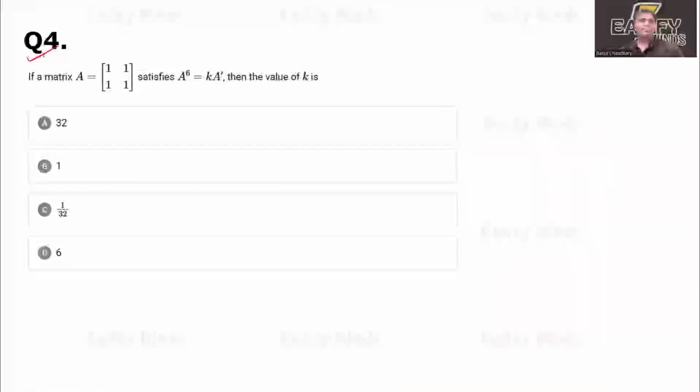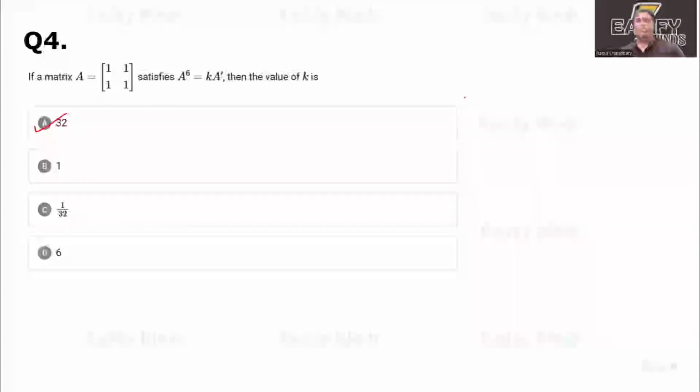Let's solve the fourth one. A matrix A is given, 1, 1, 1, 1. A power 6 is K times A. What is the value of K? Let's see. Very good, Ashri. Let's see the answer. This is 32, option A.